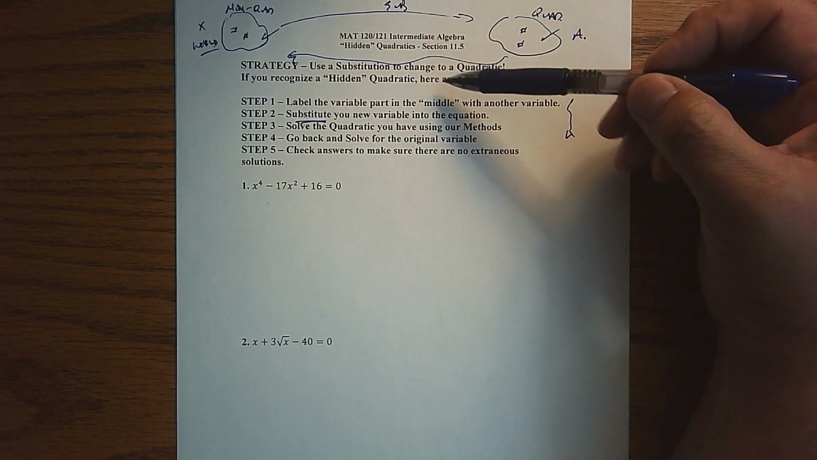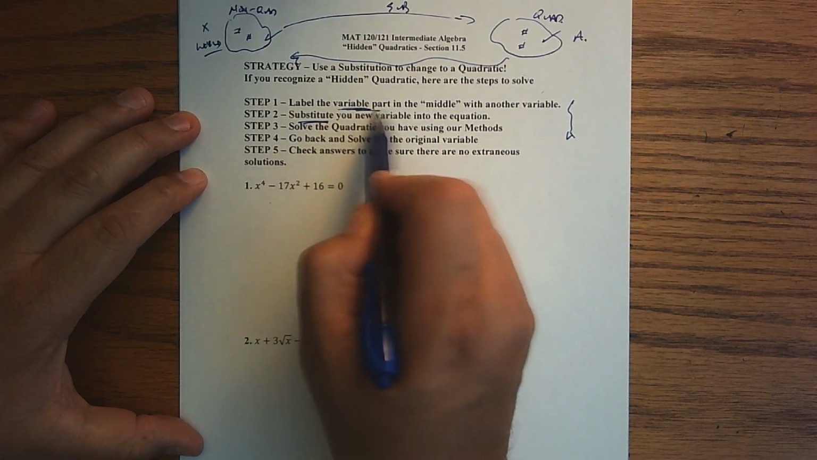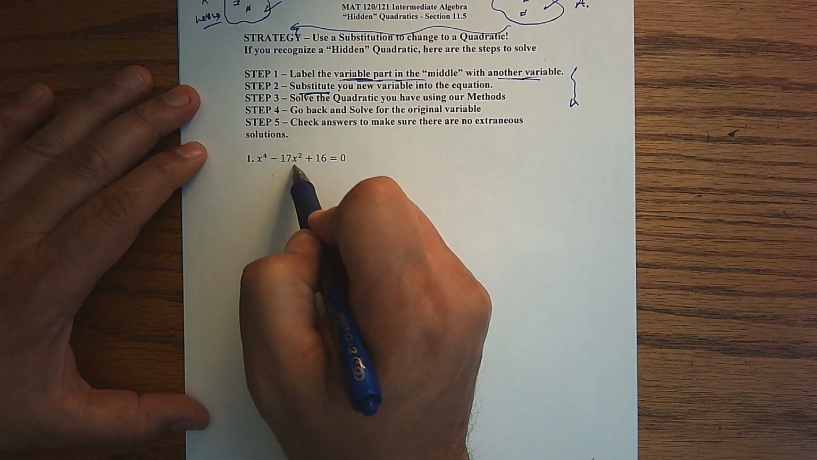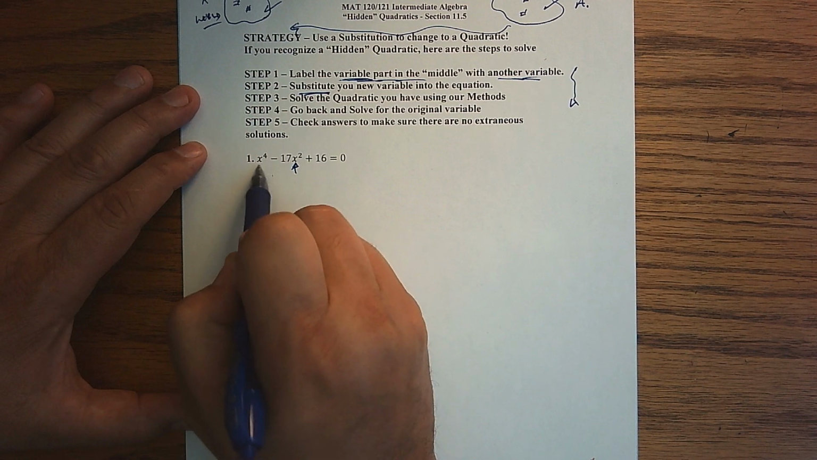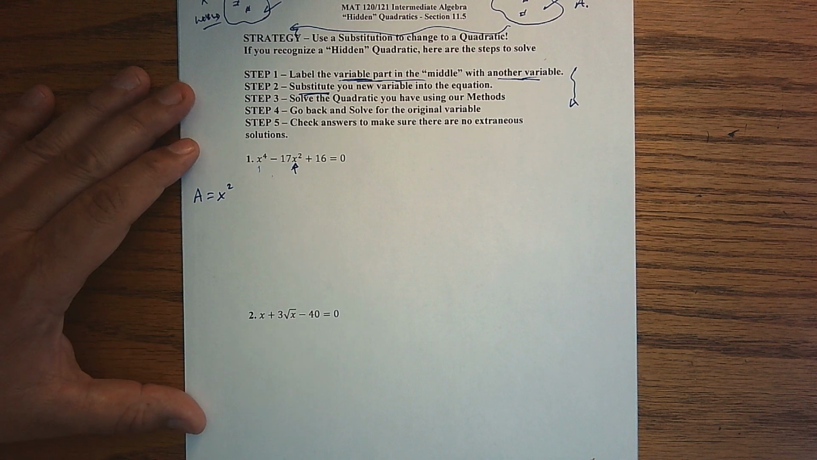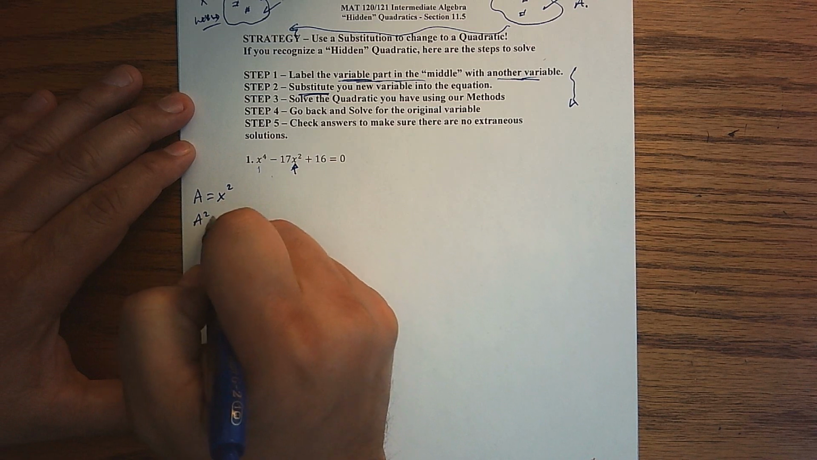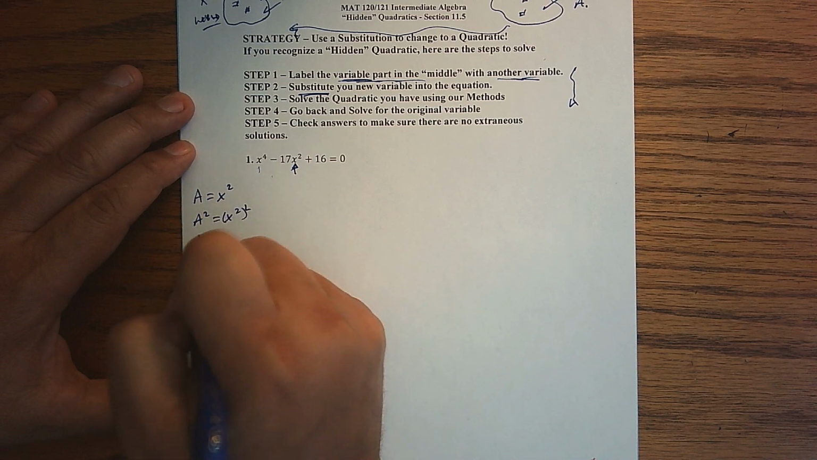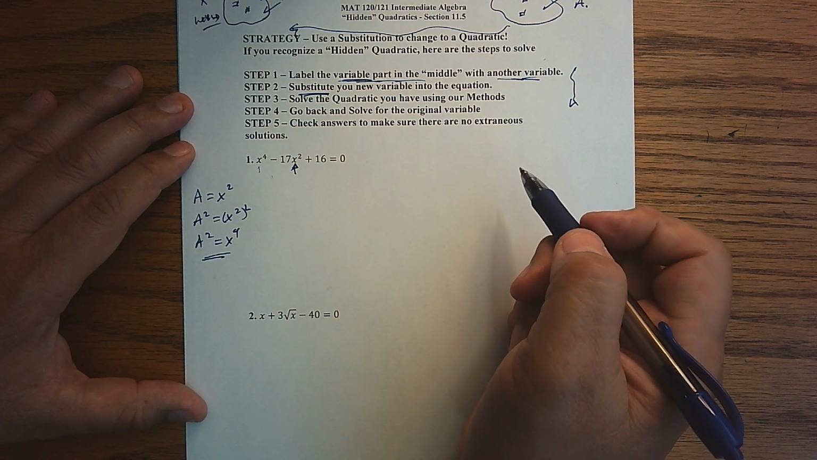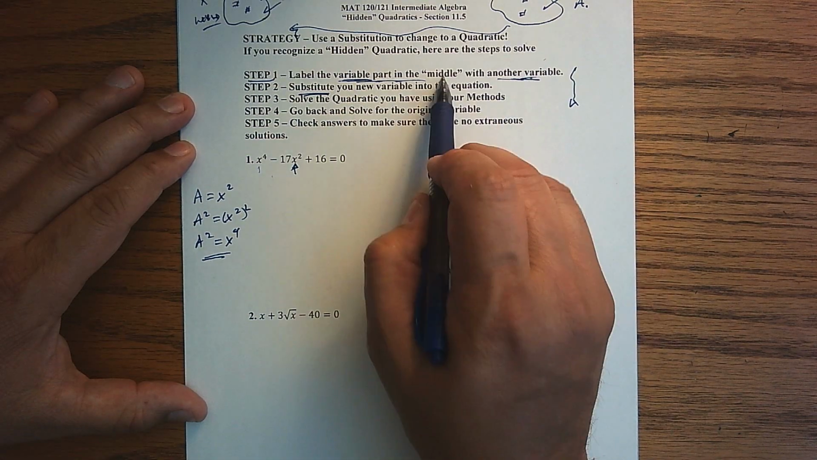The first step is to recognize that it's a quadratic, which we've done, and you take the middle part and let it be another variable. We've already established that when I square that middle term, I get the first term. So I'm going to let a equal x squared. You literally label the variable part. Just to check, if I square both sides, I can see that x squared squared is x to the fourth. So that's step one: label a variable, usually with another variable, for the middle part.